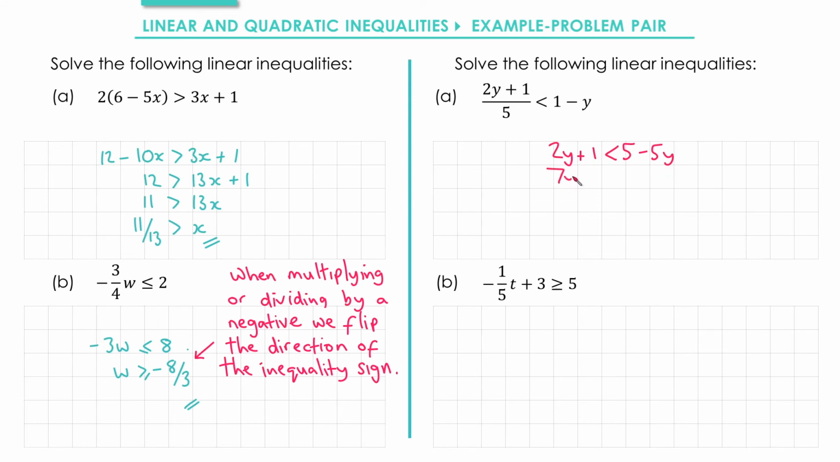That gives us 7y plus 1 is less than 5. Then we'll subtract 1 from both sides. That gives us 7y is less than 4. And then dividing through by 7 gives us y is less than 4/7.